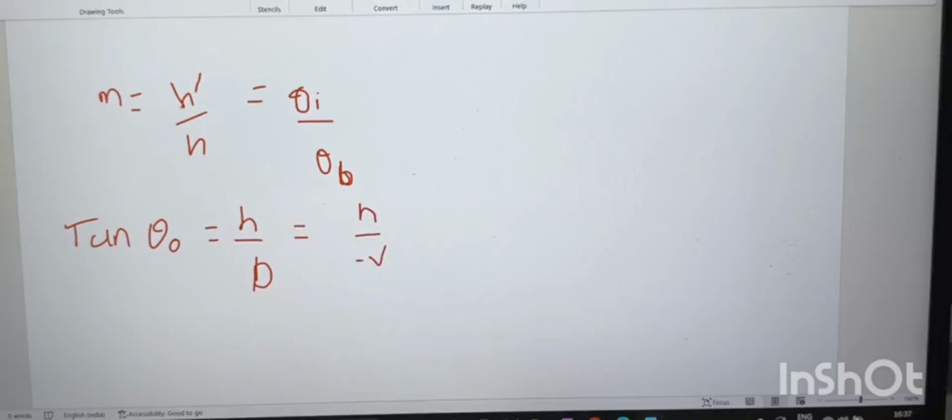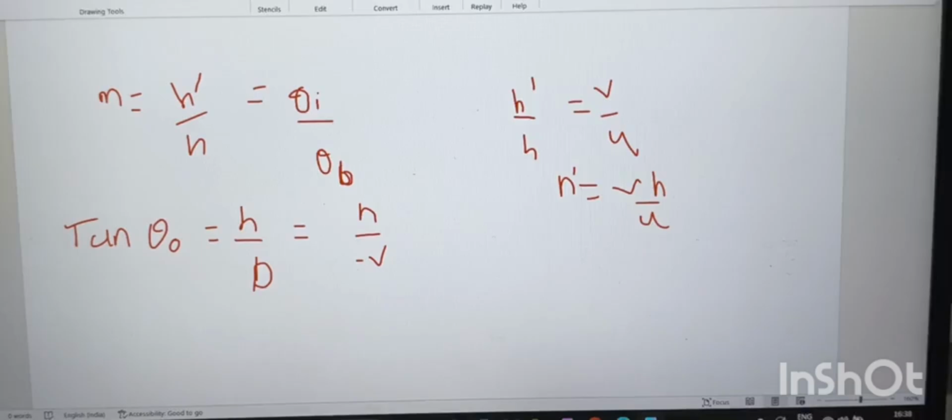Now h dash upon h is also equal to what? It is also equal to v upon u. Equate in such a way that you get only the h dash value, meaning send this denominator to the right side, because it's a division. If you send it towards the right side, it will become multiplication. H dash will become vh upon u.